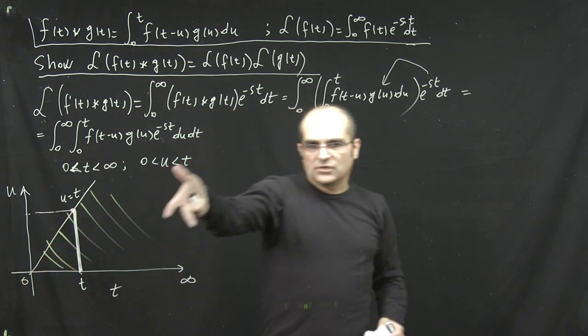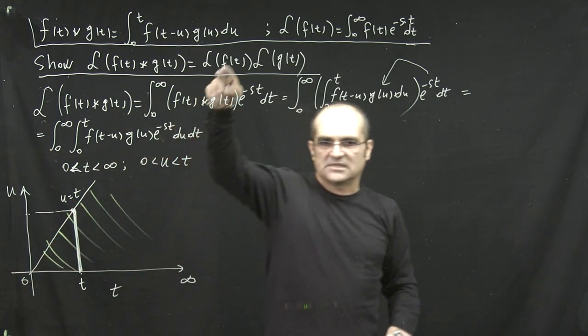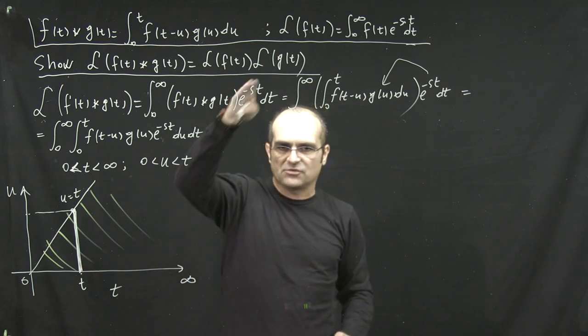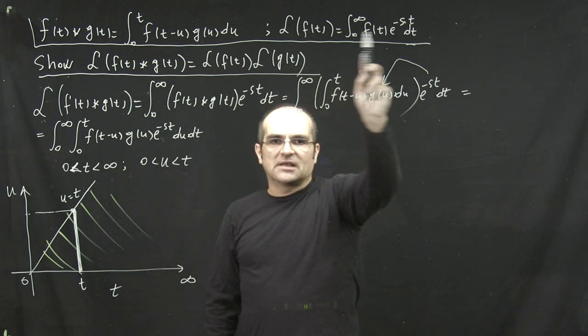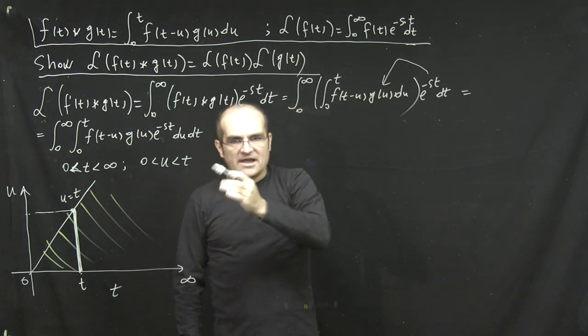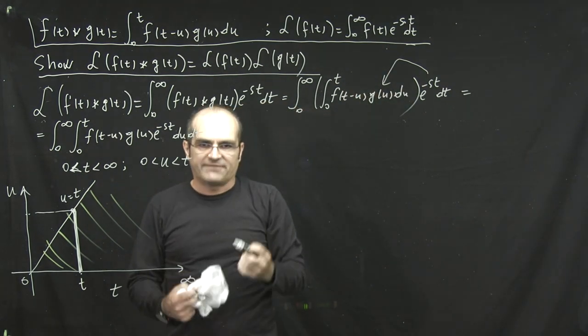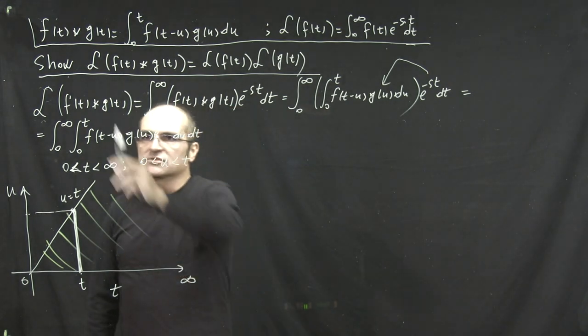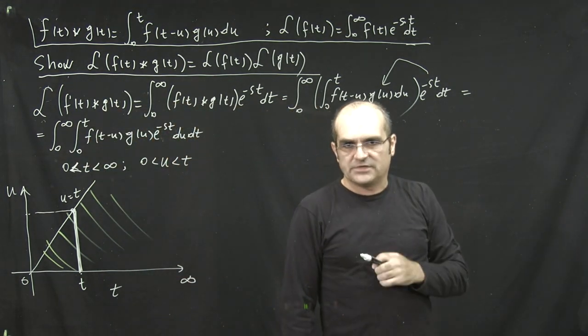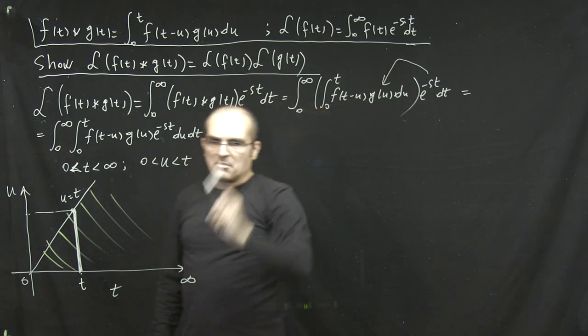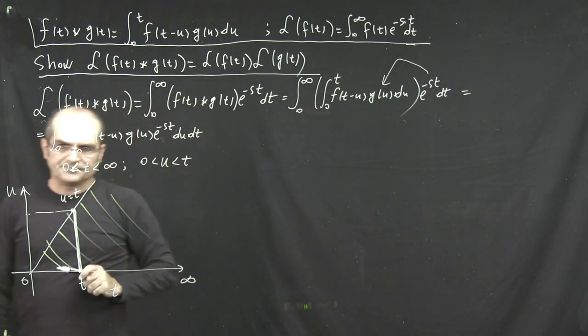But then because t goes to infinity, the domain of integration is this entire region below the line. And also keep in mind, we are under the assumption that the Laplace transforms for f and g separately exist and are finite. So that's the main assumption. We know the Laplace transform of f of t exists, we know the Laplace transform of g of t exists, we just want to prove this property over here.